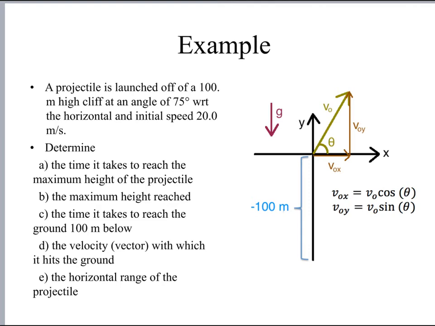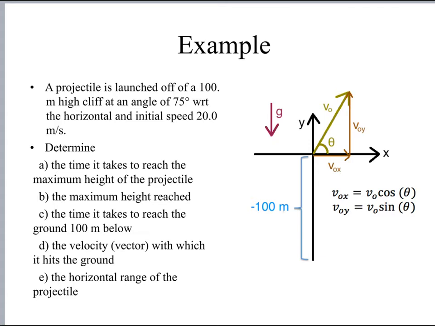Okay, so here's the problem. A projectile is launched off of a 100-meter high cliff at an angle of 75 degrees with respect to the horizontal, that is the x-axis, and it has an initial speed of 20 meters per second. So here is my drawing. I have drawn my x and y axes, and I've put the origin where the thing is launched from.